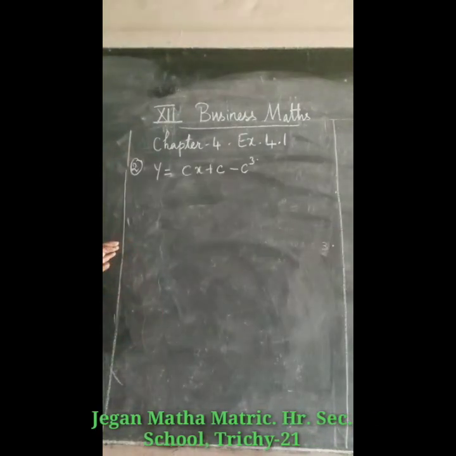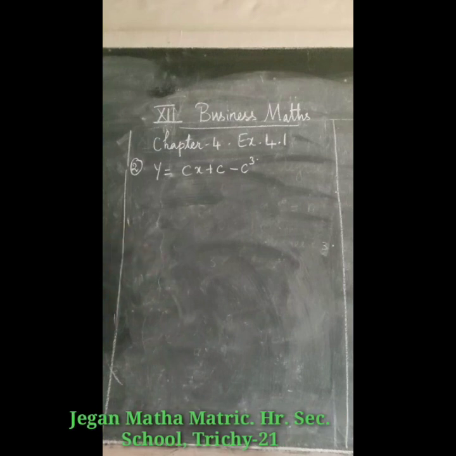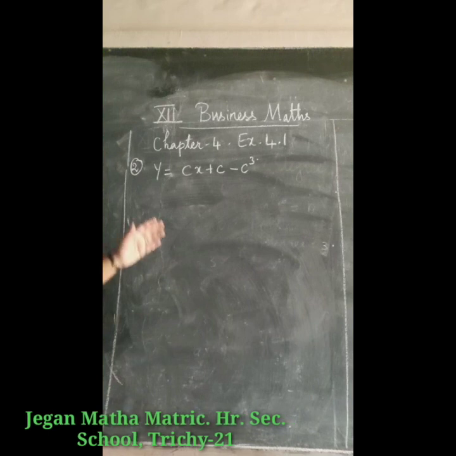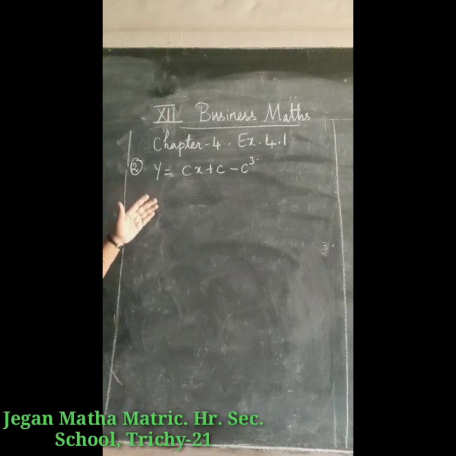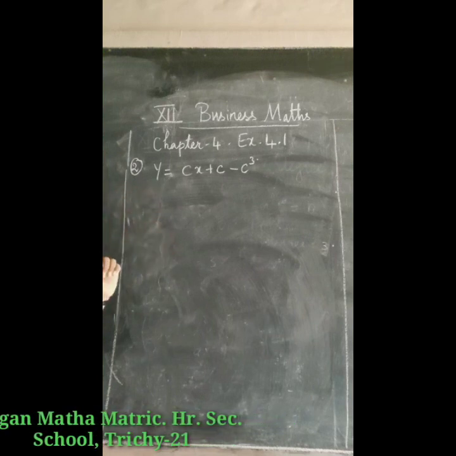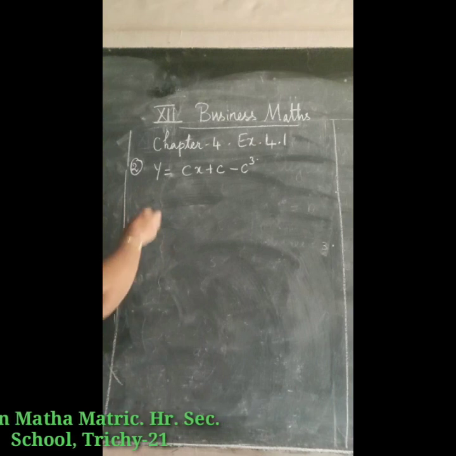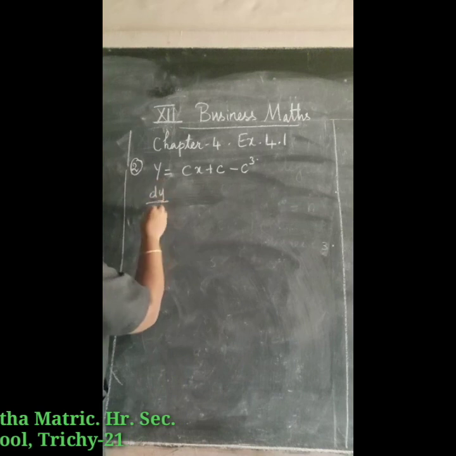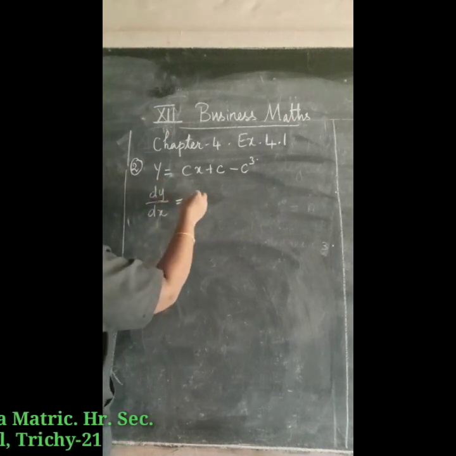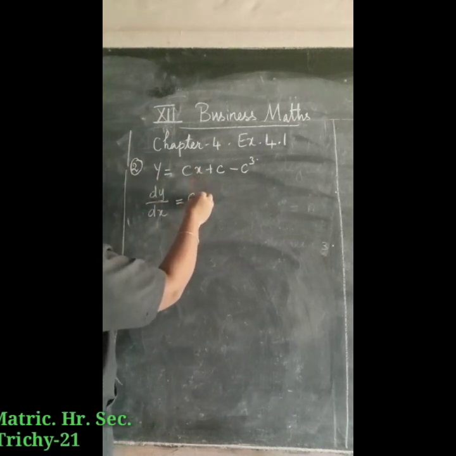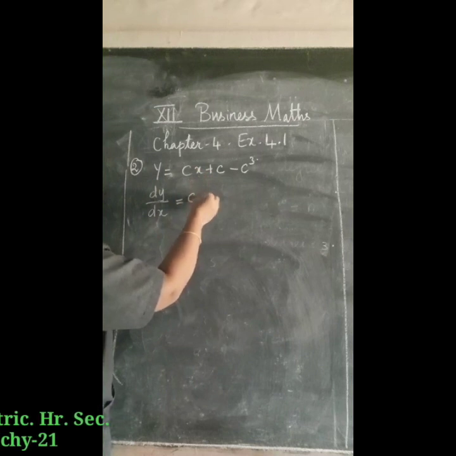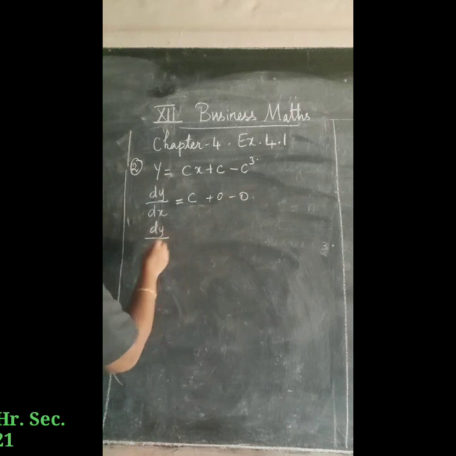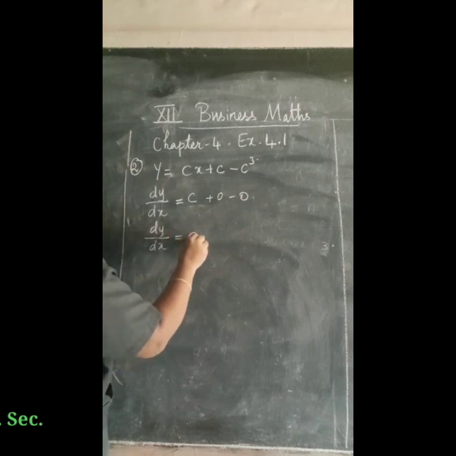The second question is to find the differential equation of the following. According to this equation we have to find the differential equation. How do we find it? First differentiate with respect to x. So dy by dx is equal to c into 1, because differentiating x gives 1, plus 0 minus 0. So dy by dx is equal to c.